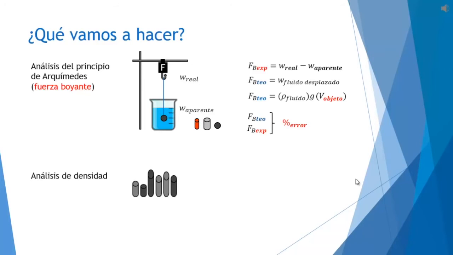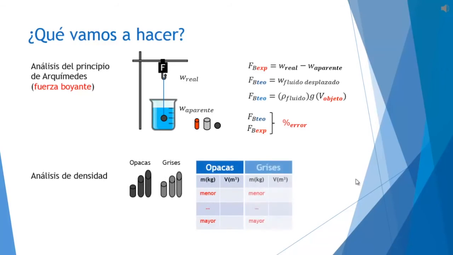We will have a set of bars, where we can distinguish two colors, gray and opaque. The first step will be to separate each group by color. Then we will have to arrange tables, ordering from the lowest to the highest according to mass and volume. Once the data is captured, we will make a graph, plotting mass against volume. This will give us a straight line. The slope of the line we will call experimental density.